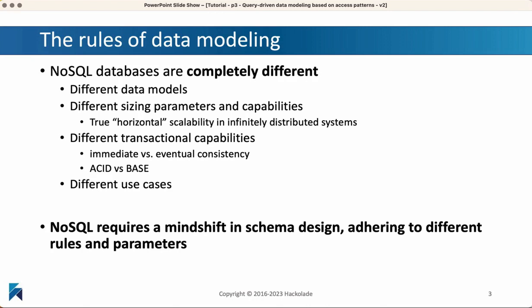That also means that there will be different sizing parameters and different capabilities that are associated with this, right? I mean, some of these NoSQL databases are incredibly impressive when it comes to their horizontal scalability. They have these massively distributed, infinitely distributed architectures that allow them to combine thousands of servers into one coherent database management system. One of the ways that they can do that is by also treating transactions in a different way.